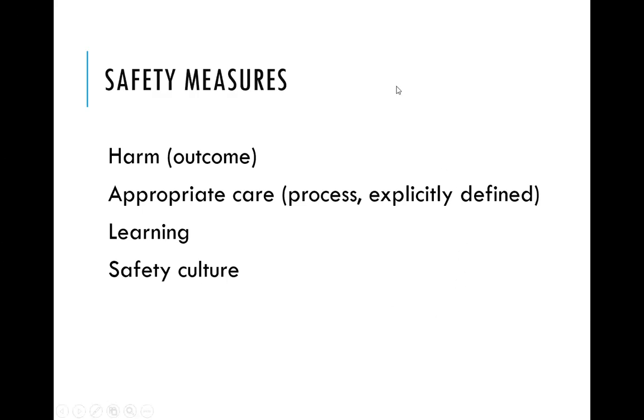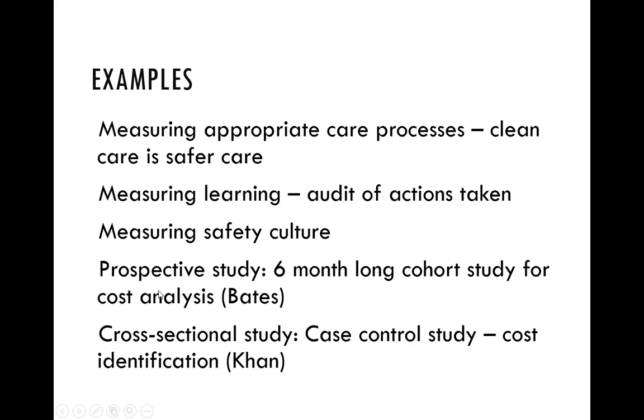Safety measures always are an important parameter for assessment of an outcome. What harm does a particular intervention cause? And for that particular harm, what is the appropriate care that has to be taken? What is the process? Has this particular care been explicitly defined? What is the learning environment out there? And what is the safety culture that is being followed?